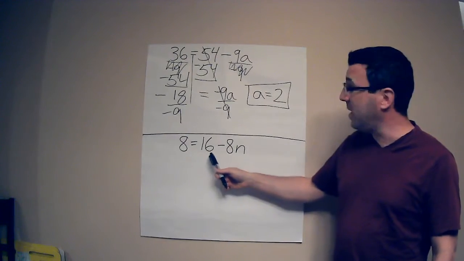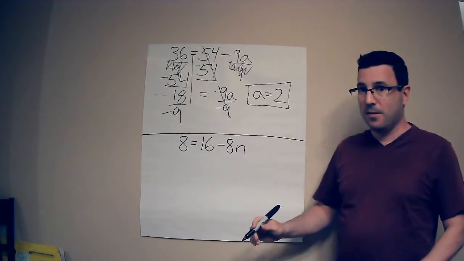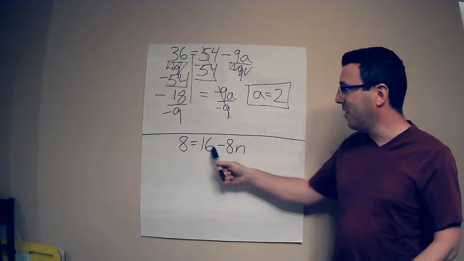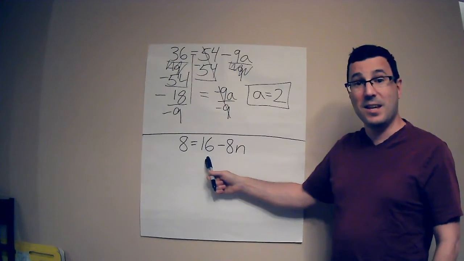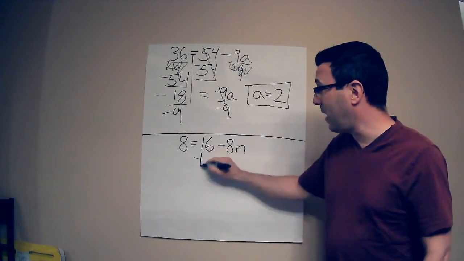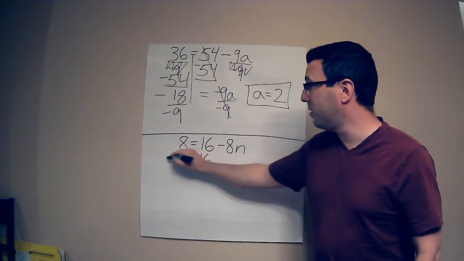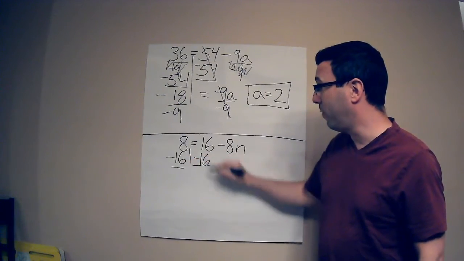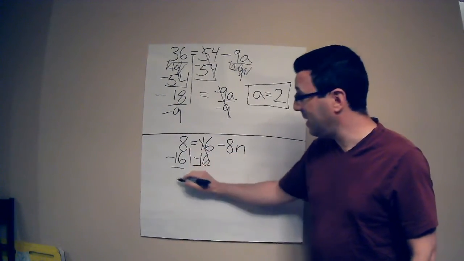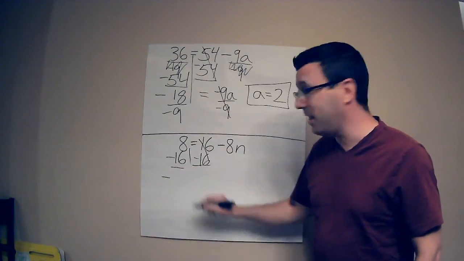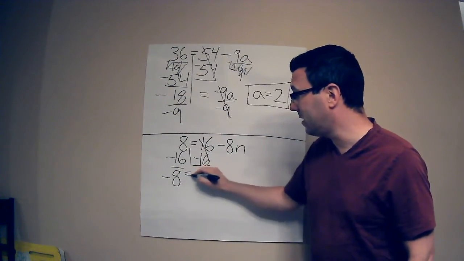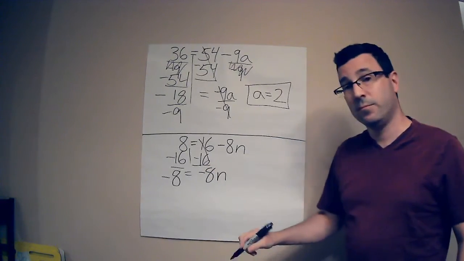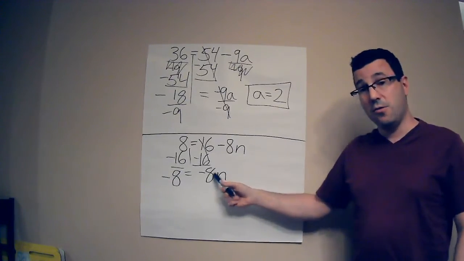8 equals 16 minus 8n. This is multiplying, but I have to start off with the addition or the subtraction, which means the 16. The 16 is a positive 16, so I'm going to subtract 16 here, and I'm going to subtract it from the 8 that's on the left-hand side of the equal sign. Boom, boom. 8 minus 16, 16 is bigger, so my answer is going to be negative. 16 minus 8 is 8. Bring down the negative 8n, and now I can do the division.